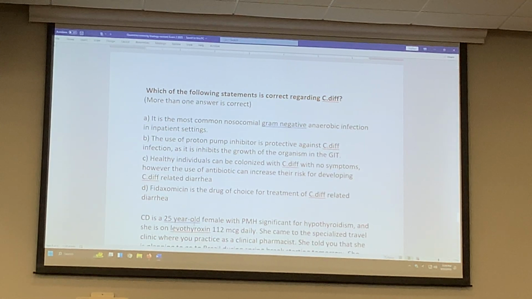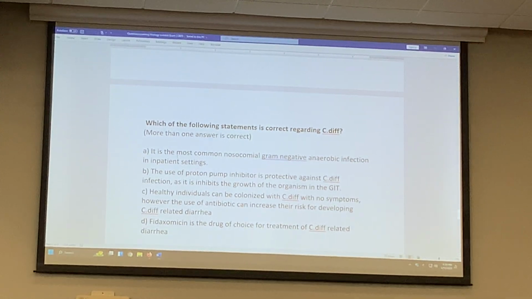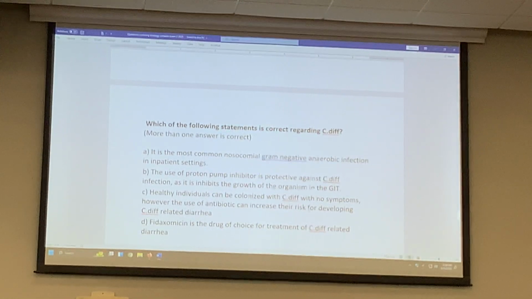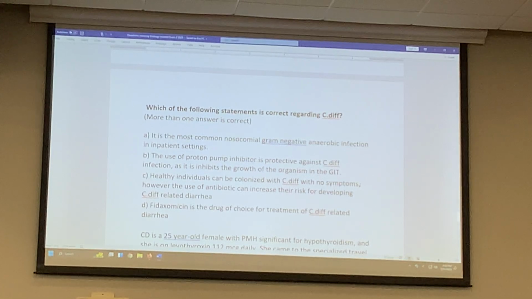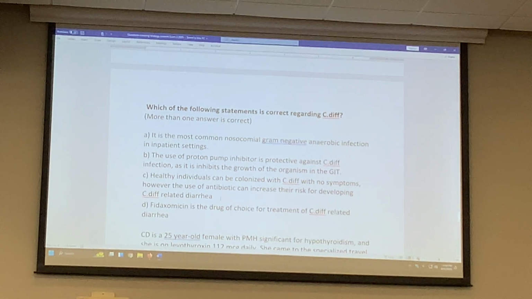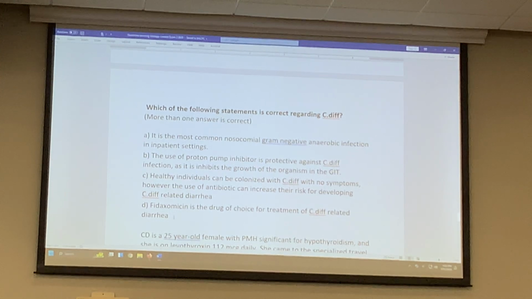Okay, and then I have this other C. diff question. More than one answer is correct. C. diff is the most common nosocomial gram-negative anaerobic infection in inpatient settings. The use of PPIs is protective against C. diff as it inhibits the growth of the organism in the GI tract. Healthy individuals can be colonized with C. diff with no symptoms. However, the use of antibiotics can increase their risk for developing C. diff-related diarrhea, and fidaxomicin is a drug of choice for treatment of C. diff-related diarrhea. What is not correct?